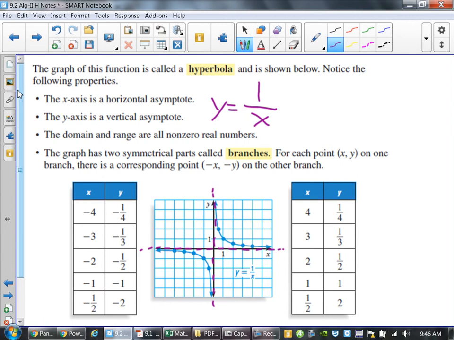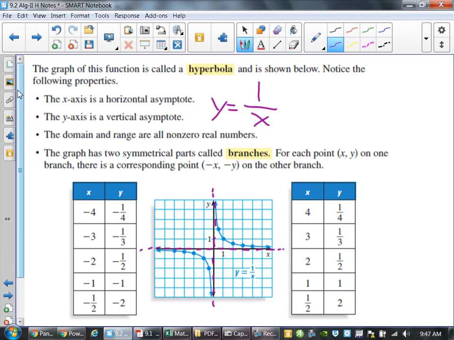Your domain is all real numbers except 0. Remember, your domain is restricted by the vertical asymptote. Your vertical asymptote is always your domain restriction. Your range restriction will be everything that's not a horizontal asymptote. So your domain and range are both restricted by 0. And you'll notice that you have that reflection, the corresponding points negative x, negative y. They just flip themselves around.